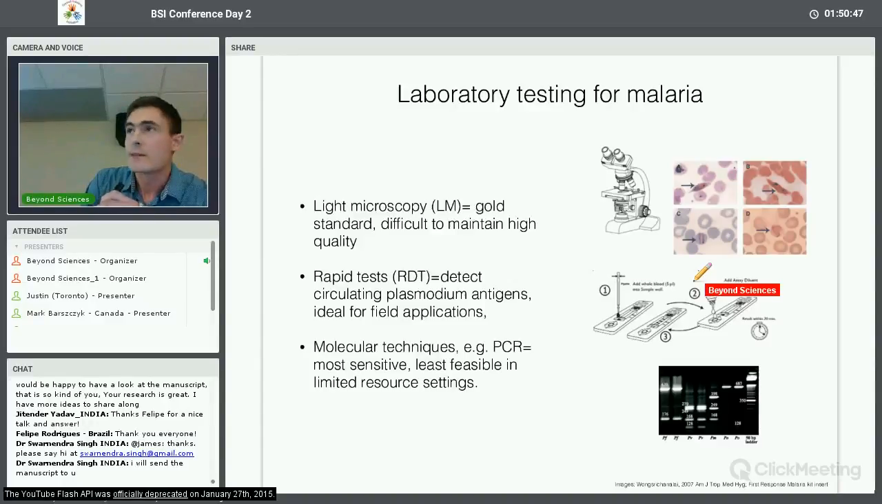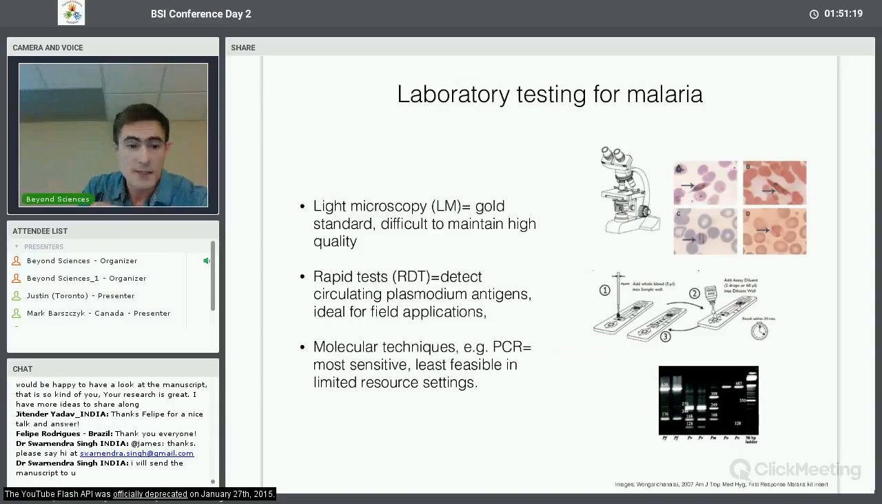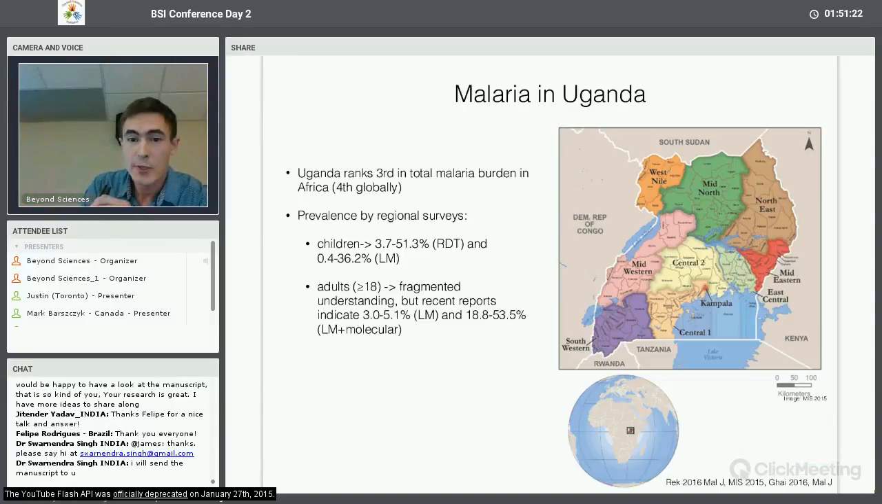So light microscopy is still a challenge in some parts of Africa and other parts of the world. So recently, clinical guidelines of many malaria endemic countries have introduced rapid tests for easier and more feasible detection of malaria in the field. These tests are based on a simple principle of immunochromatography, and they detect circulating Plasmodium antigens. They're ideal for field application. It takes a few minutes to get a test, whether negative or positive for malaria. There are other techniques, such as molecular techniques, including PCR, but these techniques are the least feasible in the field, though they are the most sensitive at this point.